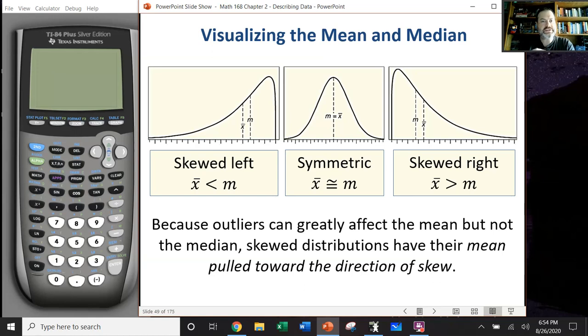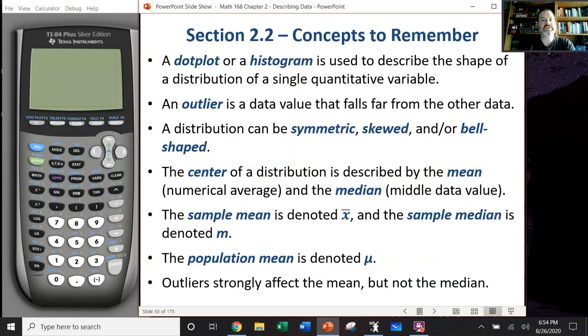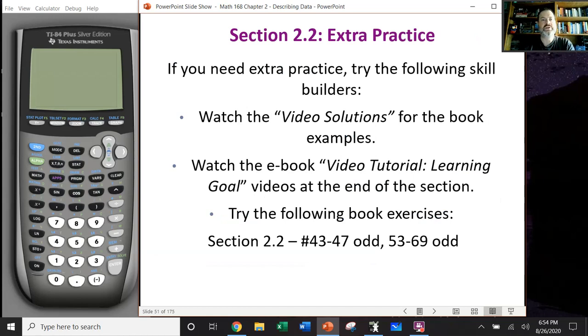We'll do a few calculations by hand, a few small ones, but we're going to let our calculators and computers do the work. So that's it for this section. But before we go, here are the concepts to remember. Lots of stuff on there. Make sure you know these concepts before you try to study for a test or something. There are some book exercises here for you.